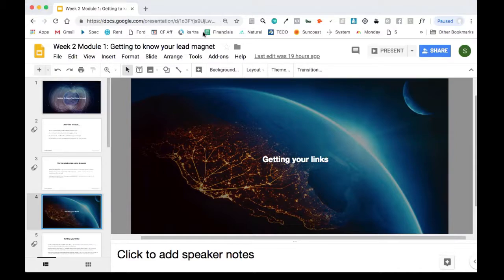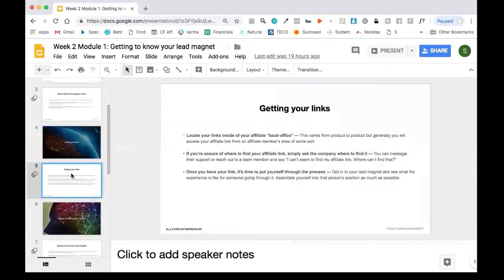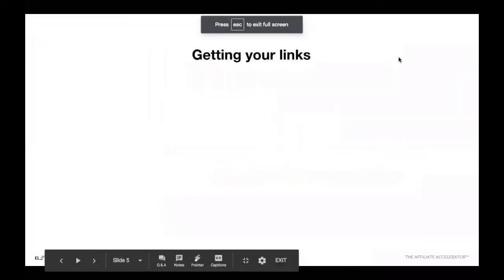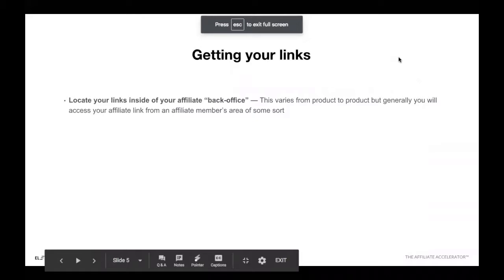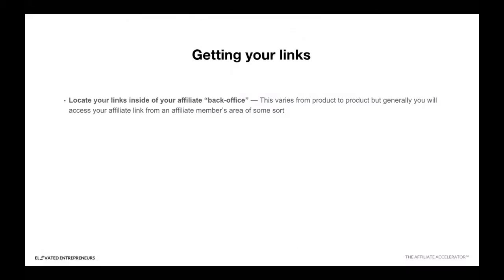All right. So basically, when it comes to getting your lead magnet, you're going to have to get a link for that, right? So essentially, you're going to want to locate your links. That's the first step here. And basically, this is going to vary from product to product. This is not something that I can tell you, okay, this is exactly where you go to find your link. It's going to vary. Basically, there are so many different affiliate program types, and they're all held on different platforms. So it's really up to the platform.